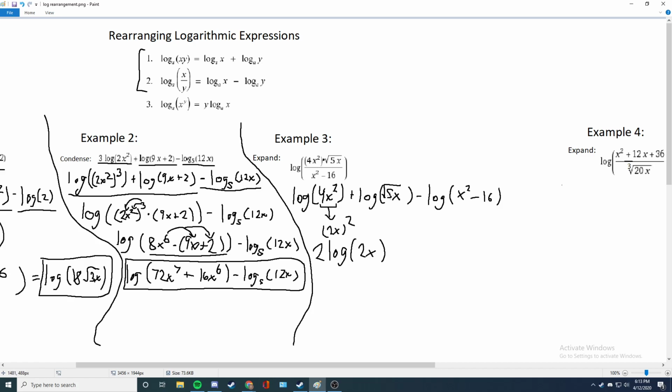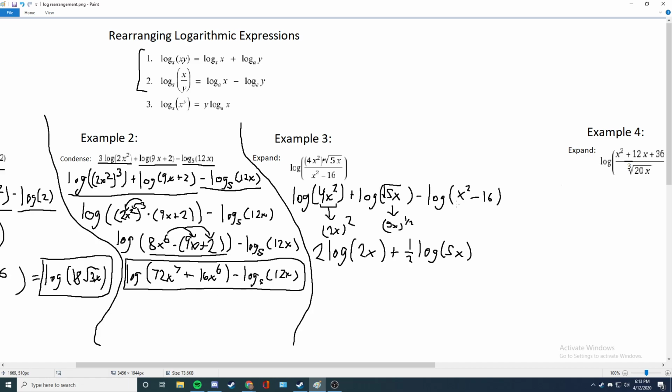Now, log of the square root of 5x, remember the square root is really the 1/2 power, so we've got 5x to the 1/2 on the inside, really, which we can pull the 1/2 out of, and it leaves us with 1/2 log of 5x. And now this third term is where it gets a little tricky.